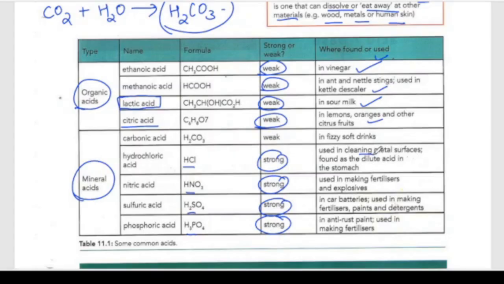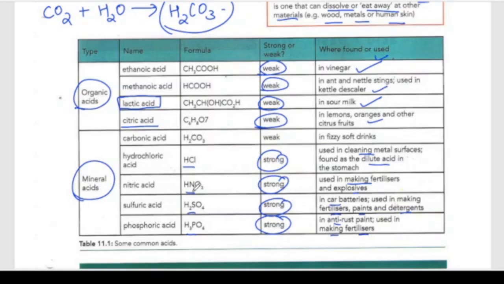So HCl is used in cleaning metal surfaces. Also HCl is found in our stomach in a dilute form. Nitric acid is used in making fertilizers and explosives, and sulfuric acid is present in car batteries and also used in fertilizers, paints and detergents, and phosphoric acid is present in anti-rust paint and is used in making fertilizers again.